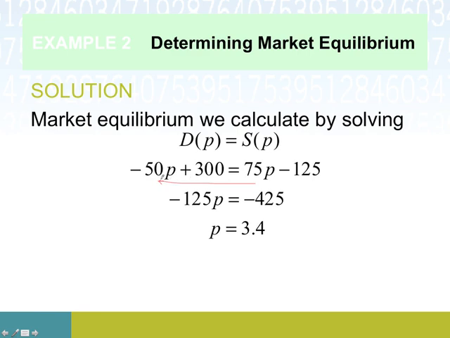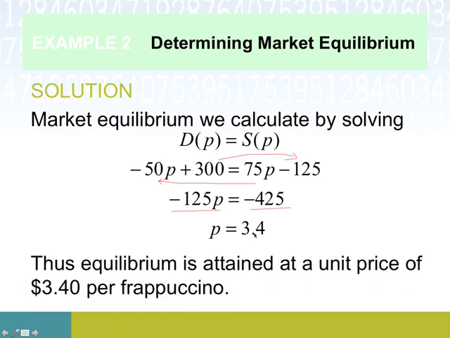And I think I subtracted negative 50 minus 75p to get negative 125p on the left side, and then subtracted the 300 over to get negative 425. And then finally dividing everybody by negative 125 gives us a nice p equals 3.4. And as usual, when these problems are stated with words to begin with, it's always polite to return to words at the end. So what we could say is that market equilibrium is found when we charge $3.40 for each Frappuccino. That's what p was, a unit price per Frappuccino. And we've accomplished all our goals.